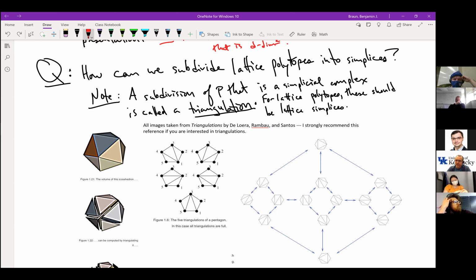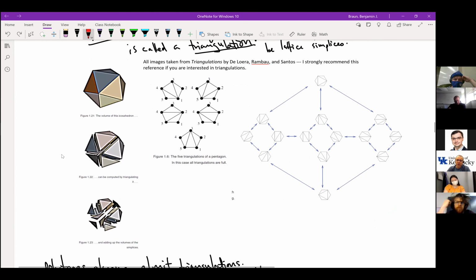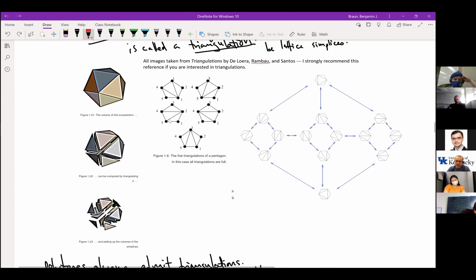And so here are some pictures. I took these from the book by De Loera, Rambau, and Santos called Triangulations. If you're interested in this topic, I strongly recommend that you look at that book. It's got a lot of good stuff in there. So I'm going to start in the middle here. If you have a pentagon, whether it's a lattice pentagon or otherwise, if it's a lattice pentagon with only the lattice points as the vertices, there are 5 triangulations, right?